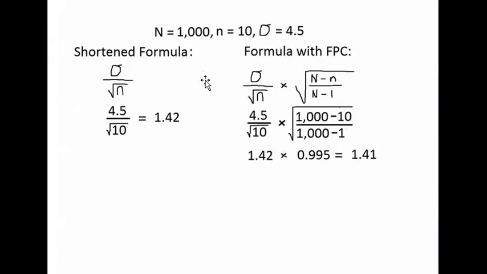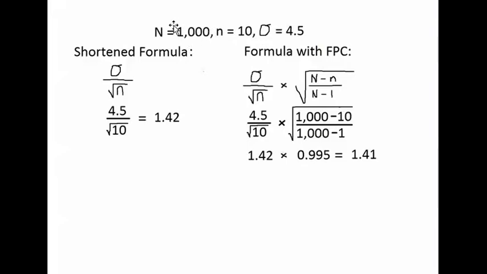So this time, the shortened formula gave us an answer of 1.42, and the longer formula gave us an answer of 1.41. So this time, the two answers are even closer together. That's because the population and sample sizes are even further apart.